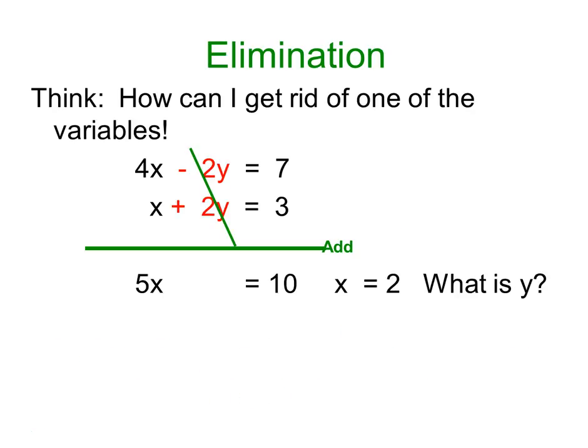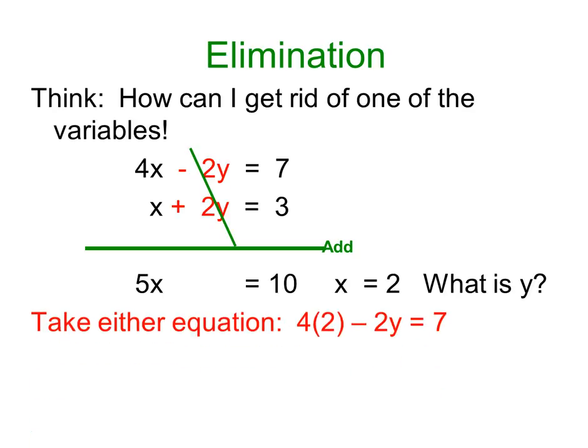Now, if x is equal to 2, what's y? Gee, I don't know. I got rid of it. All right. How about we take whichever equation we want to. I think I'll just take the first one. That's easiest. And substitute in 2, because I know x equals 2. If I substitute in that 2, well, look at that. 8 minus 2. Oh, that's stuff I can solve, isn't it? I only have one variable, so I can solve it.